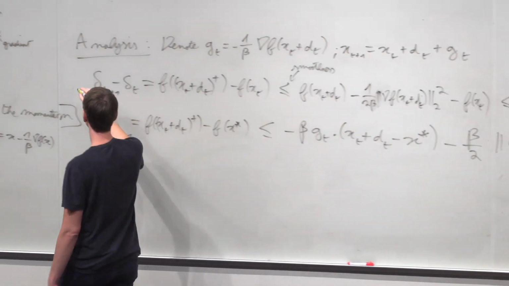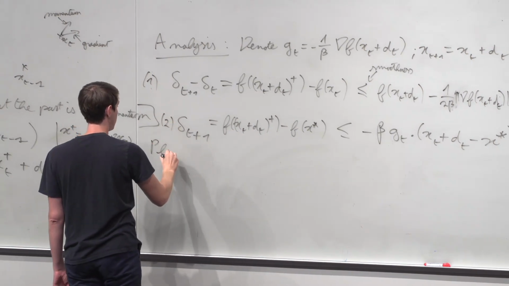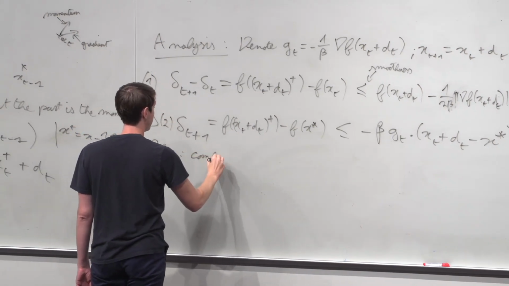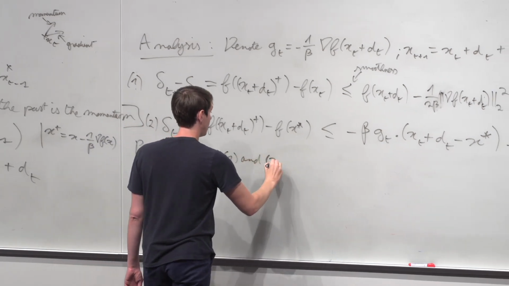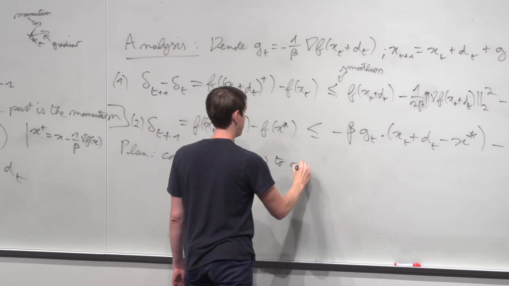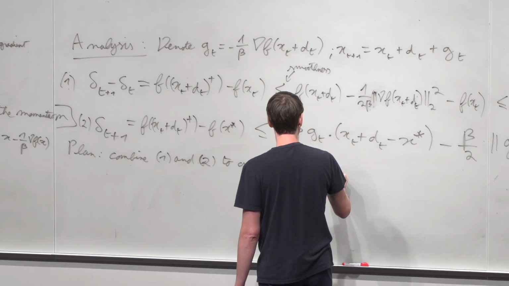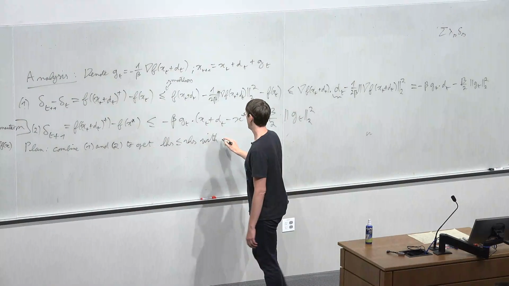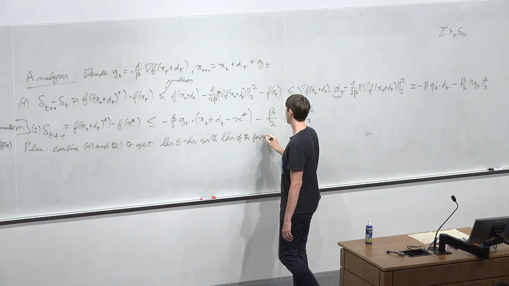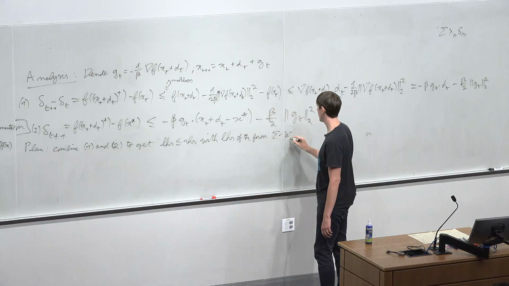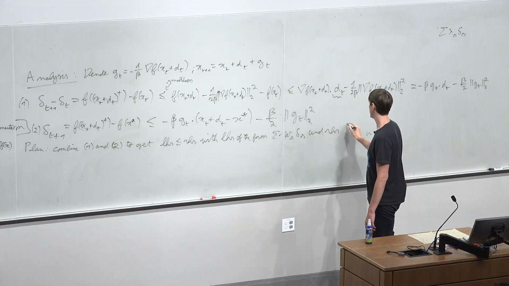So let's call these 1 and 2. The plan is to combine 1 and 2 to get some left-hand side smaller than right-hand side, with the left-hand side of the form, say, the sum of w_s times some weighted combination of the delta_s, and the right-hand side a telescopic sum.